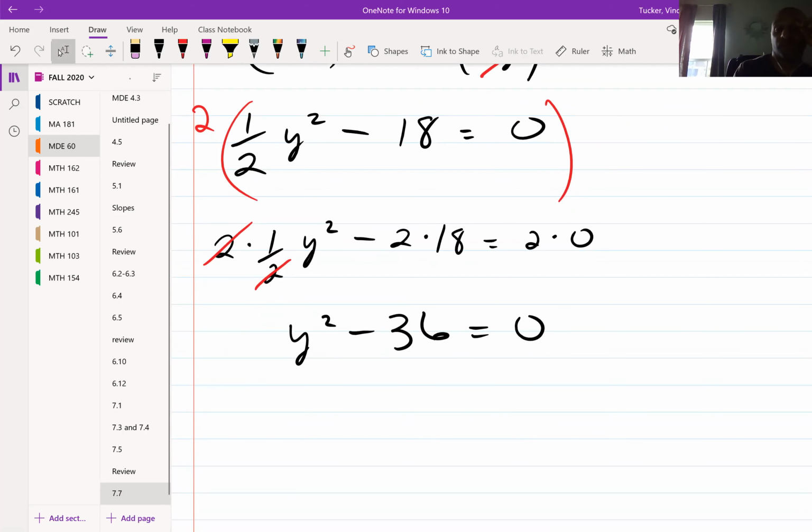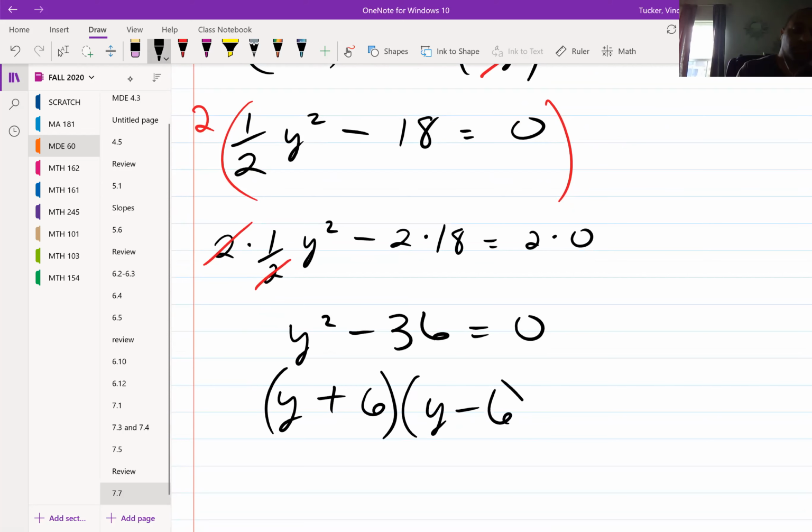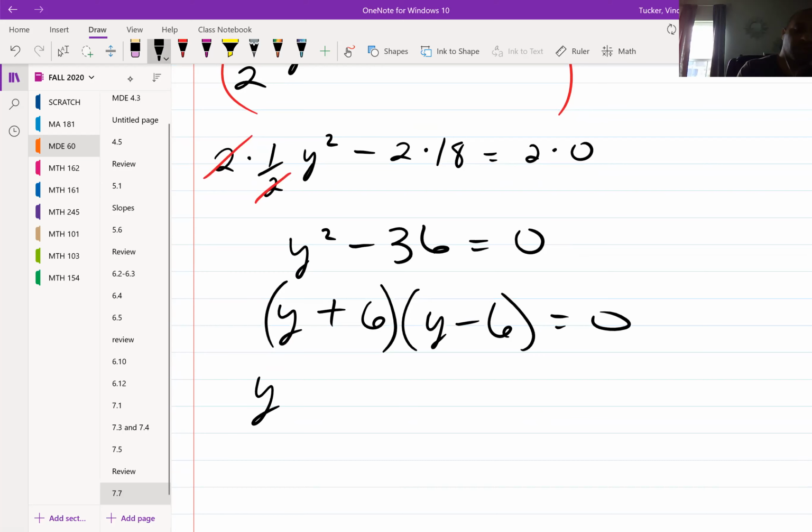Then I do the square root of y squared and 6, equals 0. Well, then I got to do that set notation thing. So each part equal to 0.